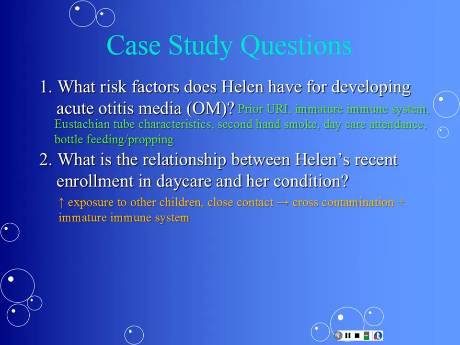Very close contact. They're hugging. Kids love to hug each other and touch each other, and they're touching the toys. And no matter how often they clean, there's still cross contamination. And then we've got that immature immune system.